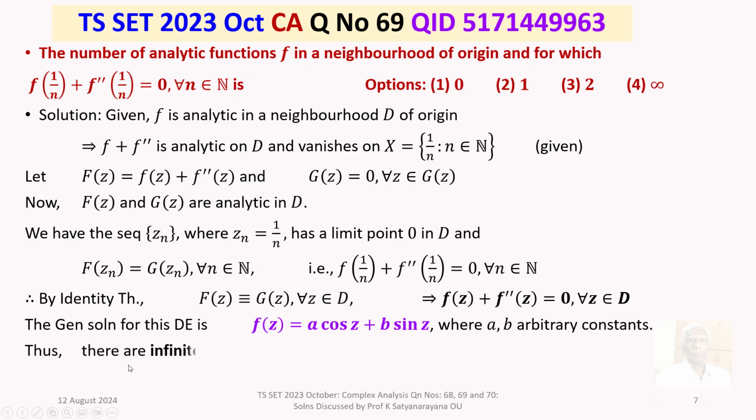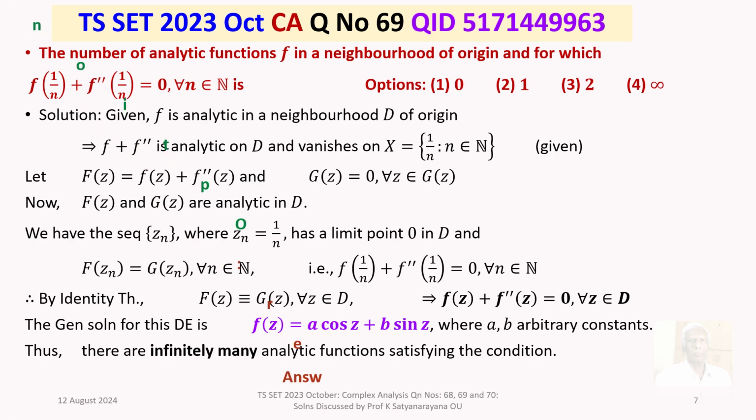So thus there are infinitely many analytic functions satisfying the conditions given in the question. Right. So therefore our answer to this question is there are infinitely many analytic functions. Therefore an infinite number of functions will be there. That is, the answer is option 4. So that is the detailed discussion of the solution of this problem. Right. Let's move to the next question.